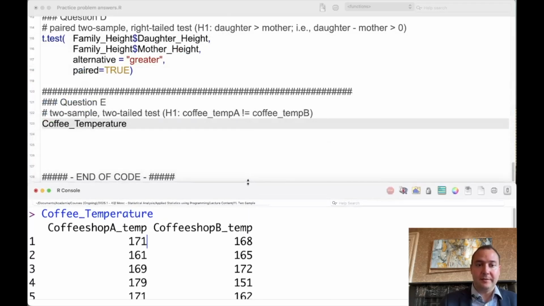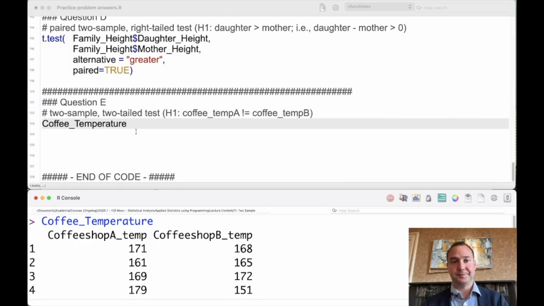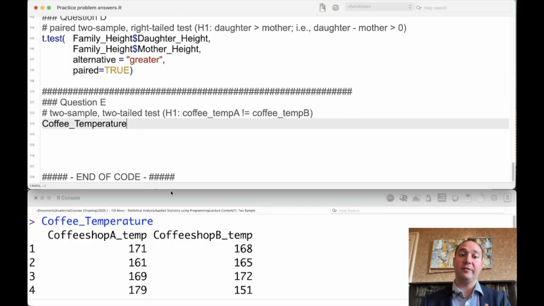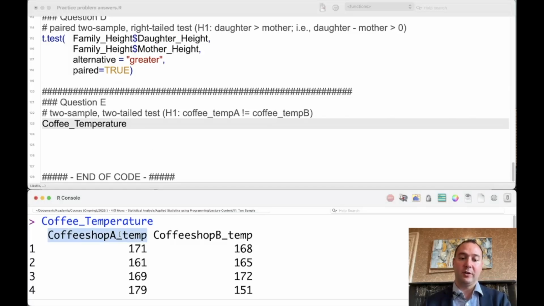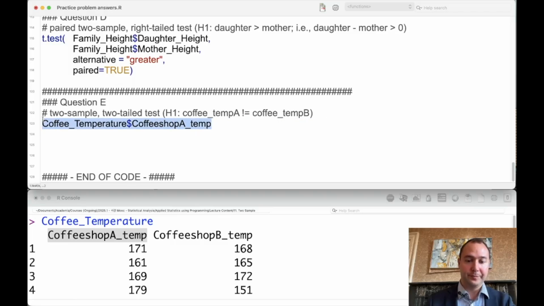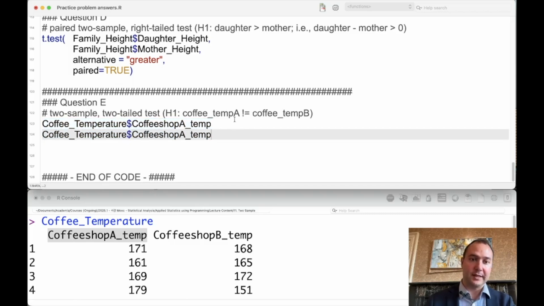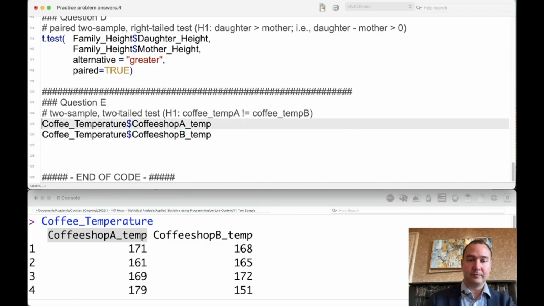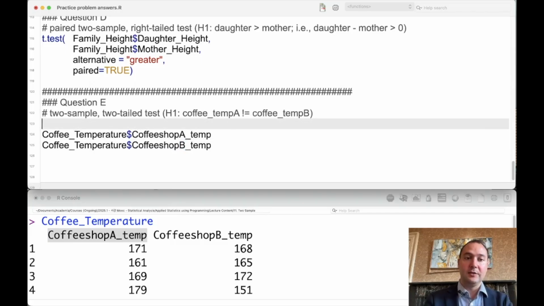Let's test it using our t-test. So again, we have two groups. So here we have our coffee shop A. So I'm going to say, from our data set coffee temperature, give me coffee shop A temperature. That is our first group. Our second group, our second sample, looks like this, and that would be coffee shop B. So now let's again use our t-test.